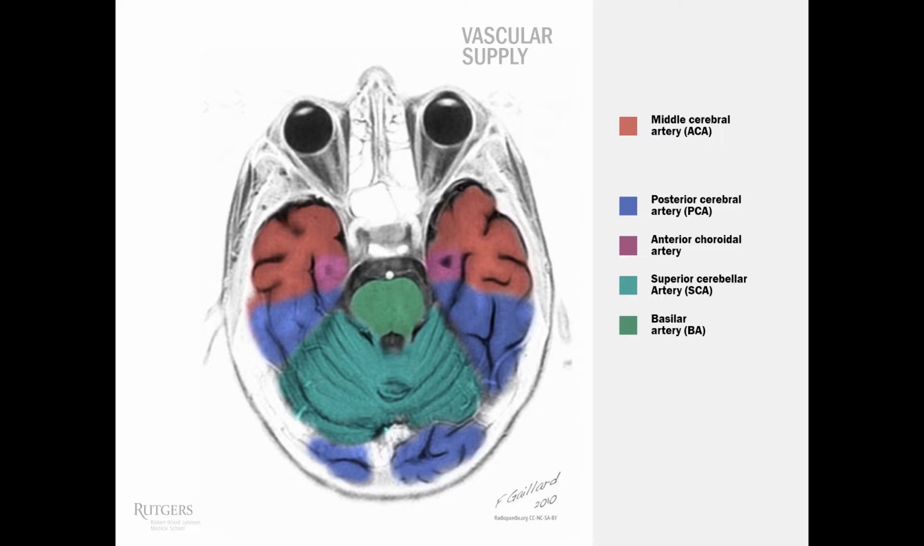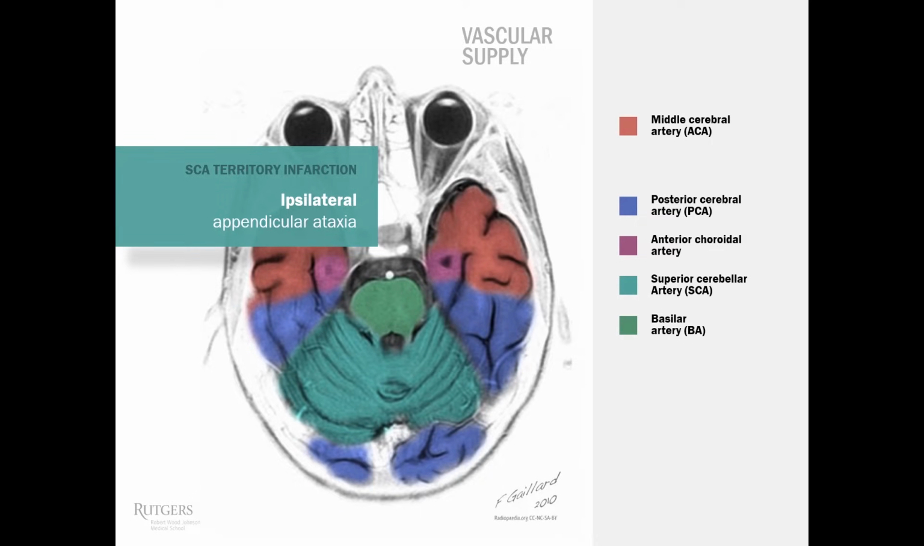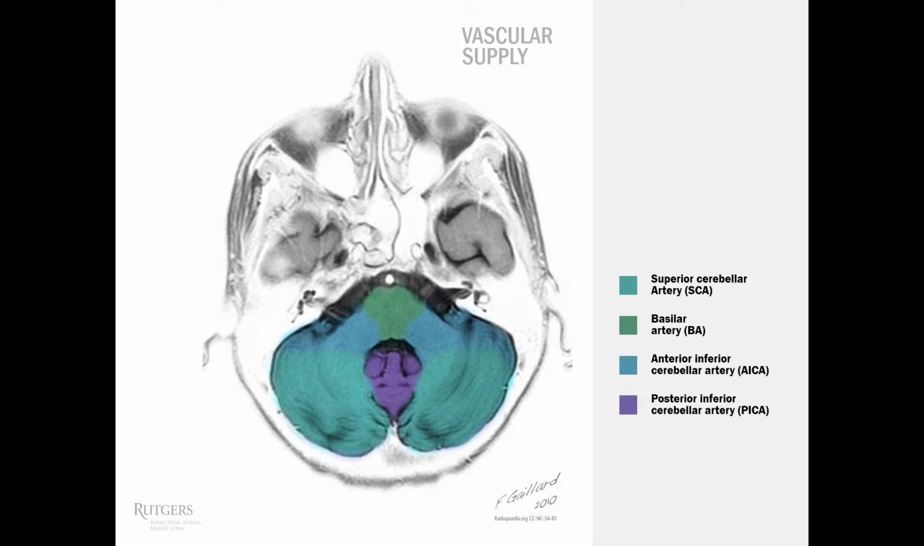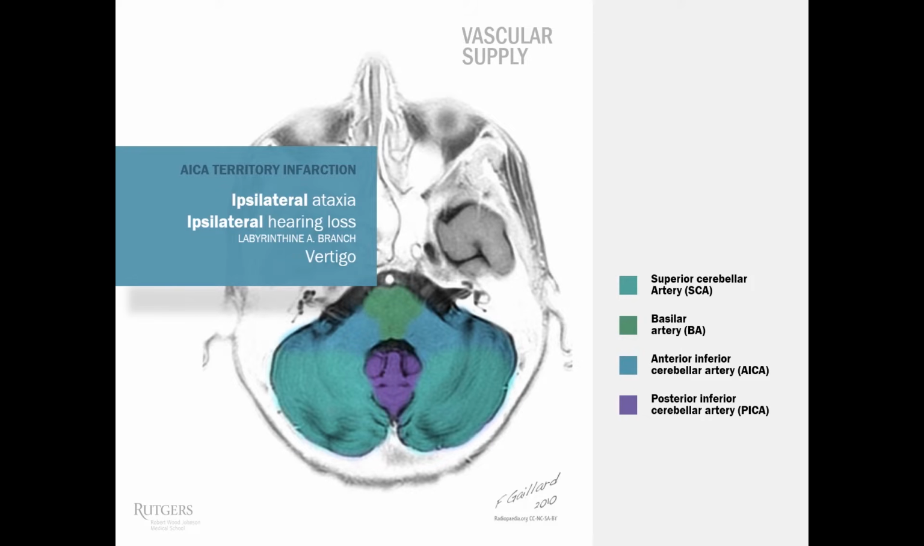Next, SCA. It supplies the anterior superior cerebellum, it's all in the name, and infarcts, occlusions of that vessel can cause ataxia. Lower down, you see anterior inferior cerebellar artery, AICA, pictured here in light blue. Now, it mostly supplies the cerebellar peduncles, so AICA territory infarcts are very similar to SCA infarcts, causing ipsilateral ataxia. However, AICA actually gives rise to labyrinthine artery, which supplies the inner ear, and occlusion of AICA can cause ipsilateral hearing loss.